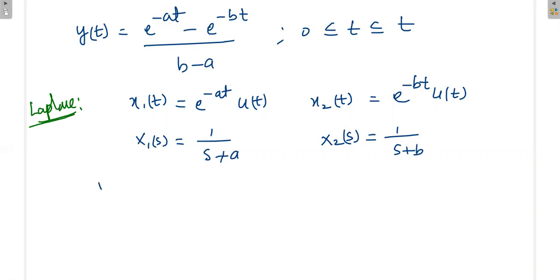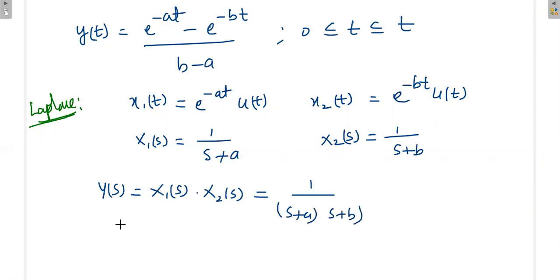Now this is x1 of s and x2 of s. Then what is y of s? Y of s is equal to x1 of s multiplied with x2 of s. That means 1 by s plus a multiplied with s plus b. Then how to get the inverse Laplace transform for this one? From y of s we have to get y of t, so we'll apply the partial fraction technique here. When you apply s is equal to minus a, then you will be getting 1 by b minus a divided by s plus a.